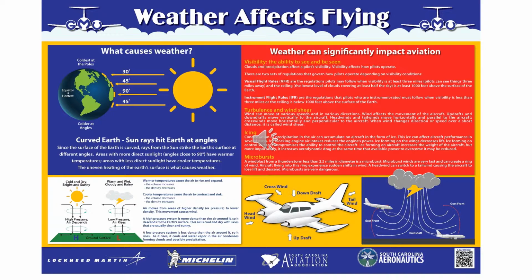Visual Flight Rules, VFR, are the regulations pilots will follow when visibility is at least 3 miles, which means that pilots can see things 3 miles away, and the ceiling, which is the lowest level of the clouds covering at least half of the sky, is at least 1,000 feet above the surface of the earth.